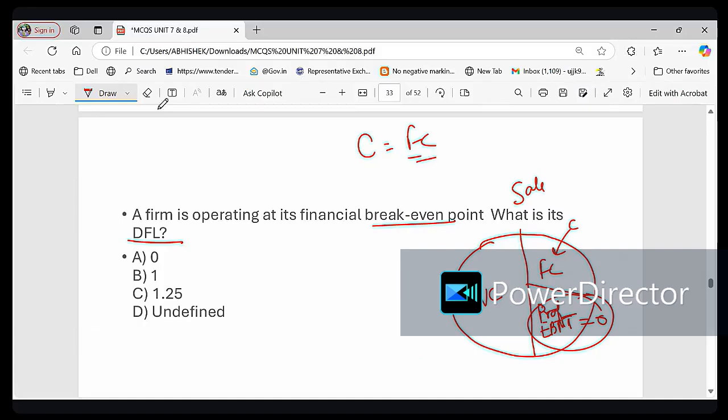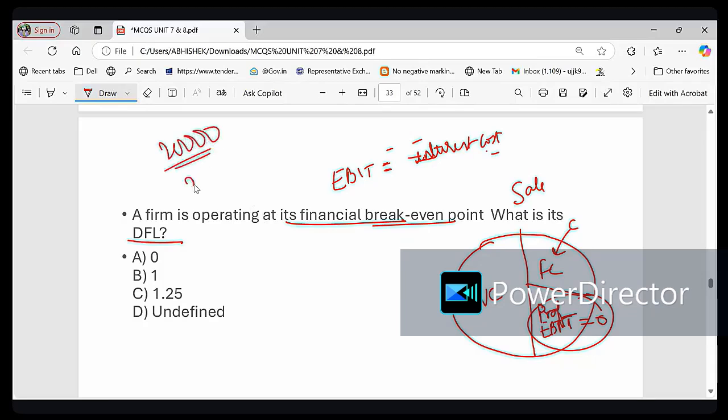So the point is, financial break-even. What is the meaning of this financial break-even? It means the company operating profit, that is EBIT, is exactly equal to the interest cost, right? So suppose EBIT is 20,000, so interest cost is also 20,000. Means whatever your profit is, the same is the cost, right? So there is nothing left for the shareholder. For shareholder, there is nothing left, right?